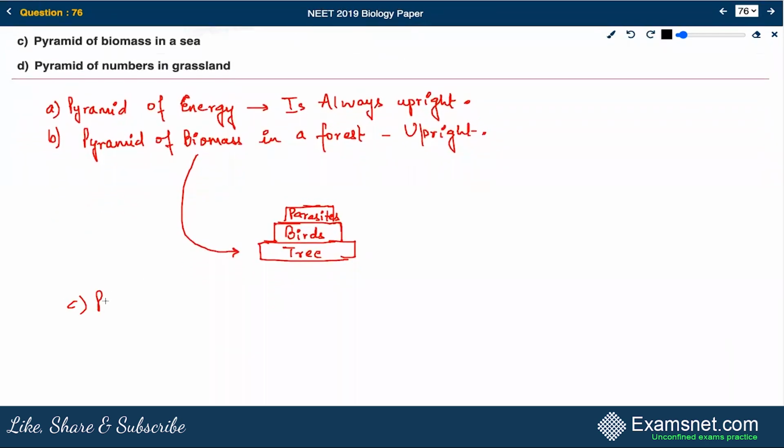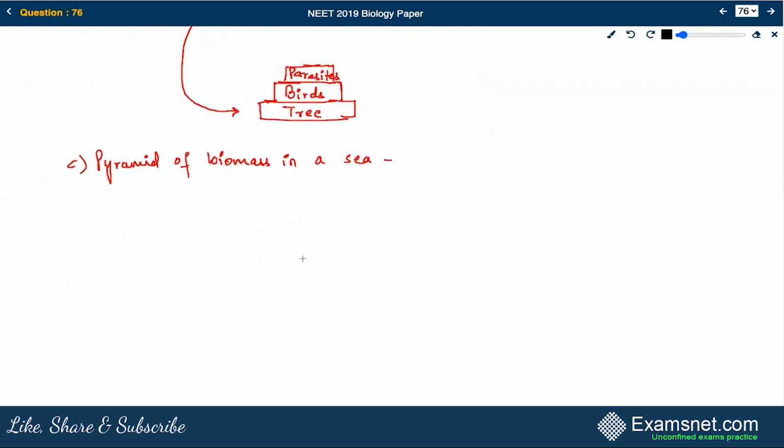Option C says pyramid of biomass in a sea. Now, if you do the pyramid of biomass in a sea, this is definitely going to be inverted. Why? Let me tell you that in case of the sea, the dominant vegetation is basically the phytoplanktons.